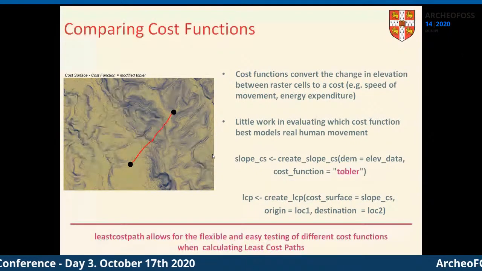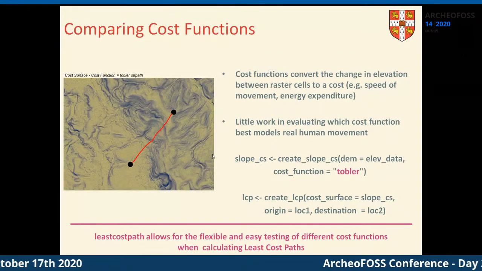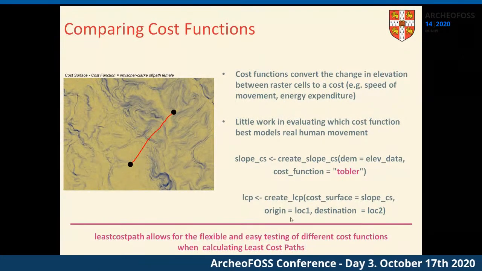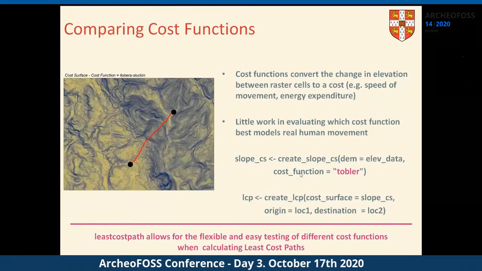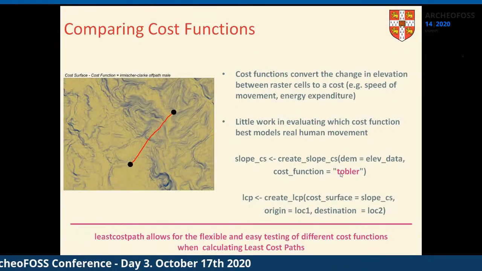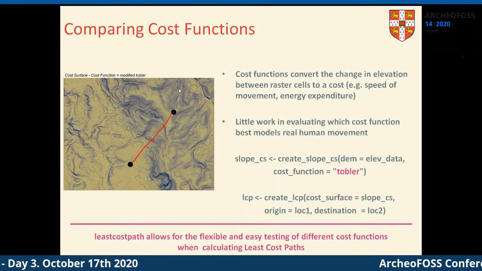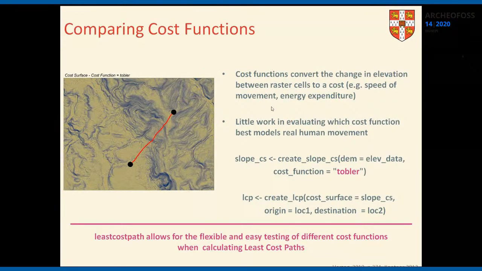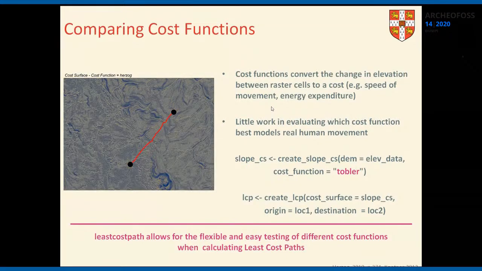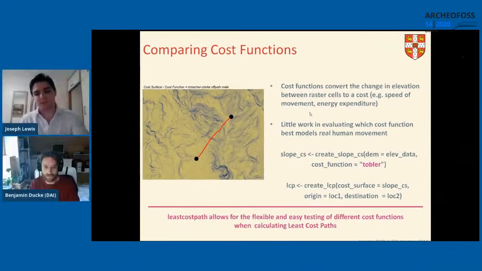And again, I've tried to make it as flexible and easy to use as possible. So within your create slope CS function, you specify the cost function you want to use. So in this case, I've highlighted Tobler, but as you can see in the image, when it iterates through, I've incorporated about 10 different cost functions, and they're very easy to incorporate within your analysis, and it allows easy testing. So as you can see, as you use different cost functions, it can have quite an effect on the resulting least cost path.